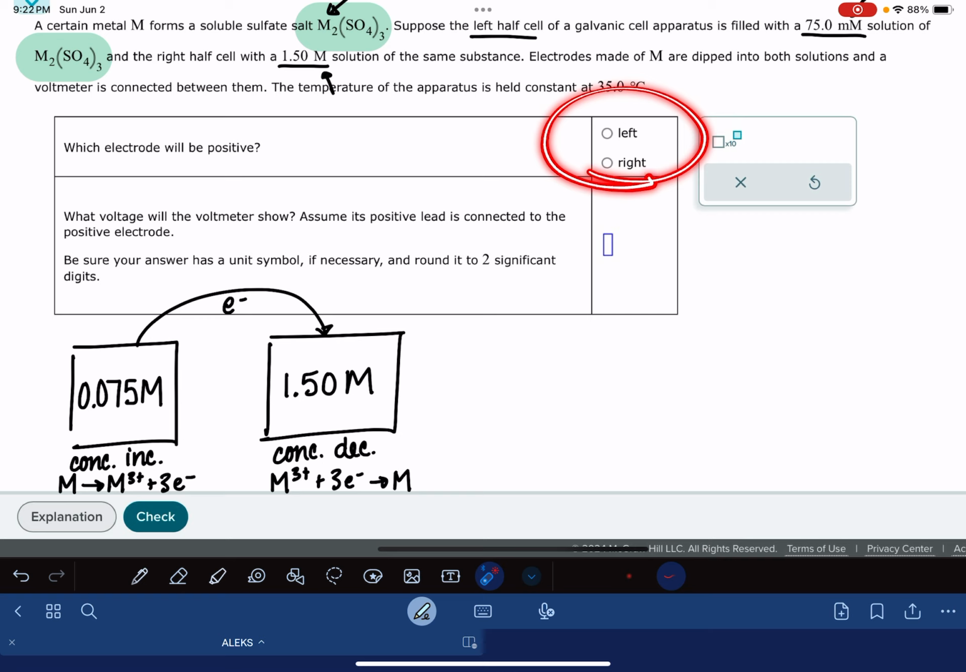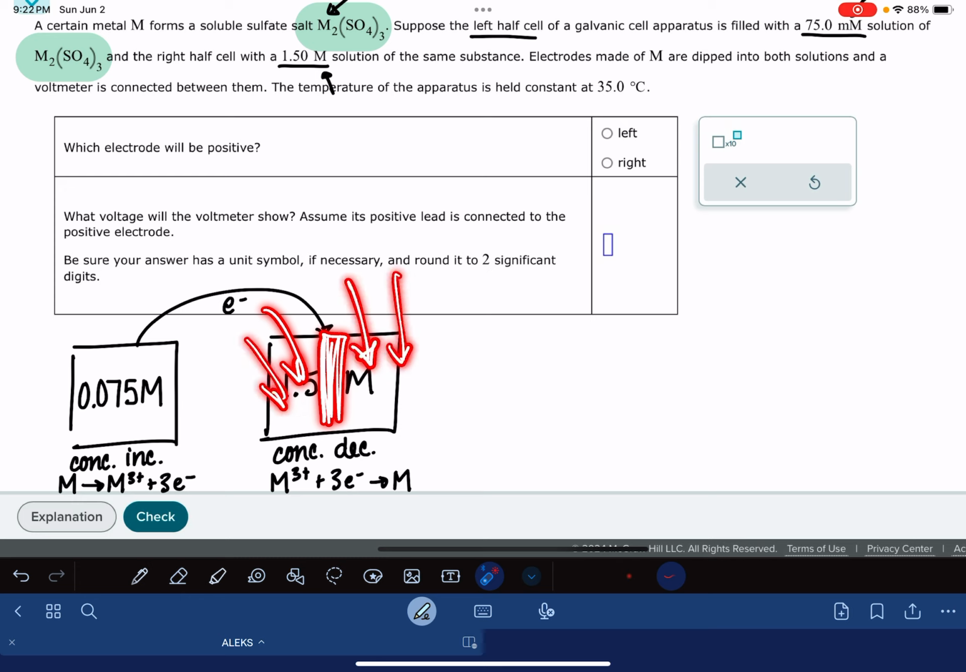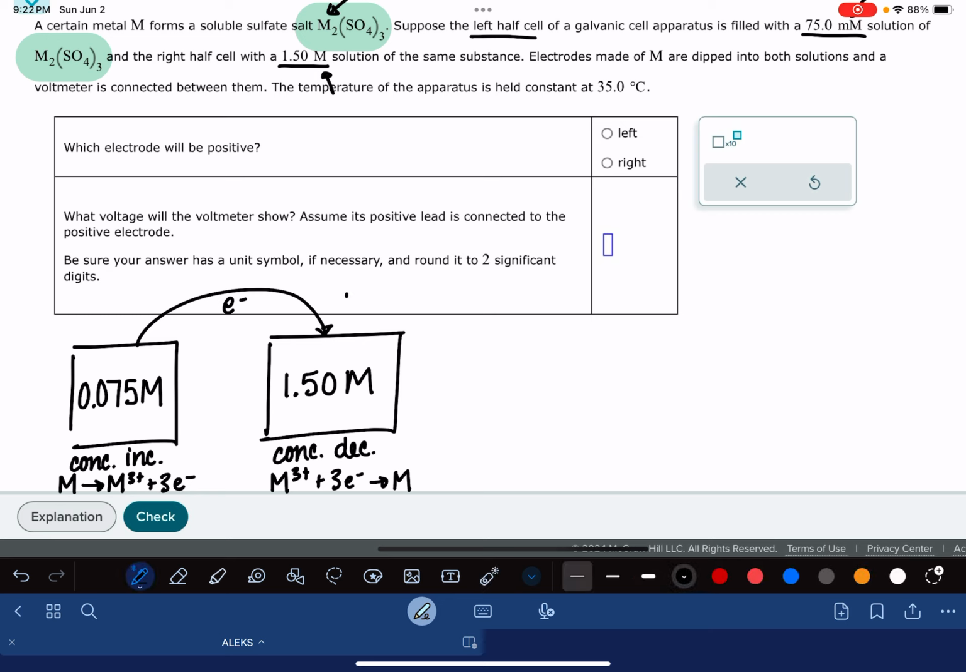positive. Now, initially, you might be thinking to yourself that the electrode on this side will be positive because this is where all the electrons are going, or excuse me, I said that backwards. You might initially be thinking that the electrode on this side of the cell is negative because that's where the electrons are going, and electrons carry a negative charge. And that's a logical thought process, but that is actually incorrect.